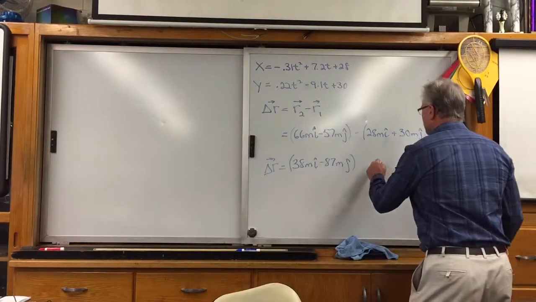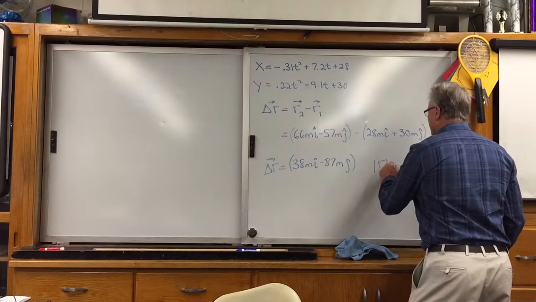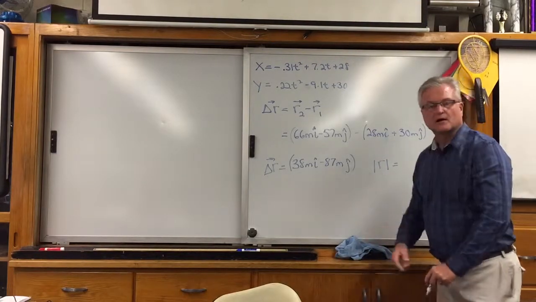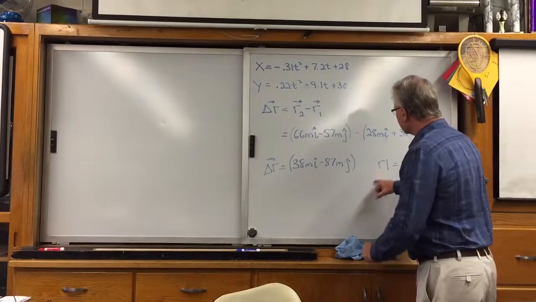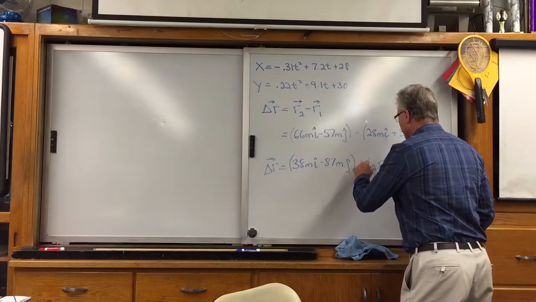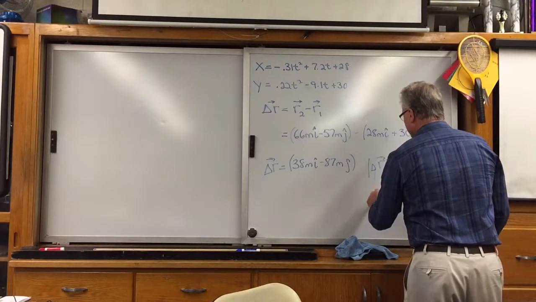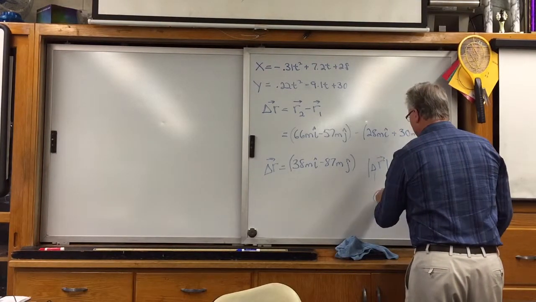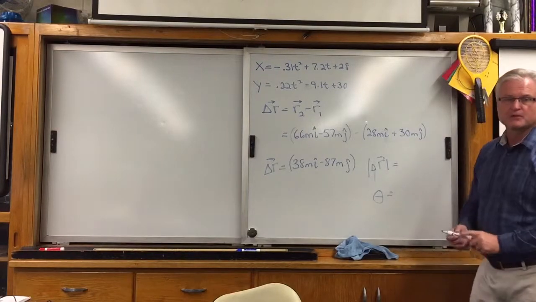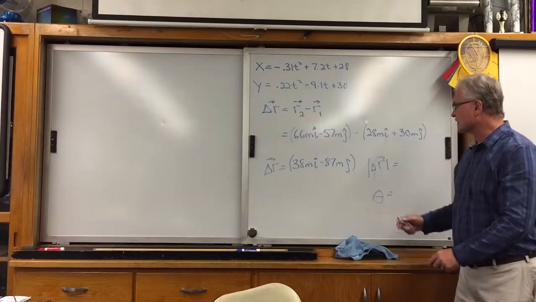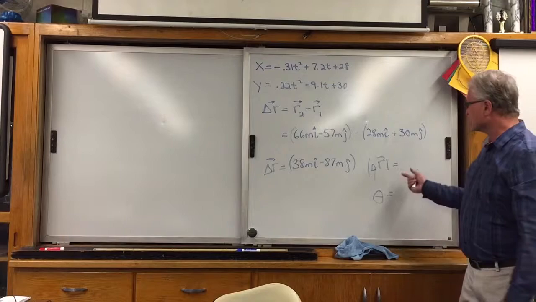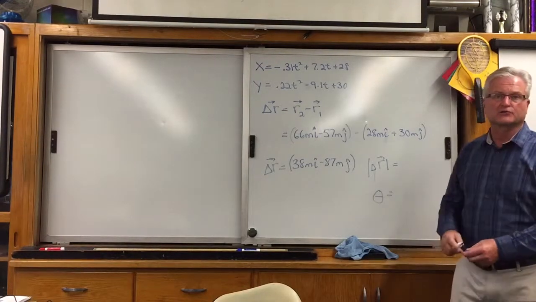I'll leave it up to you to solve this, but if we look here, we can actually figure out the length of the change in R vector, the displacement vector, so we know its magnitude. And we can also figure out what the direction is, what the angle is for this particular vector. So go back, punch those in your calculator, use the Pythagorean theorem, get the magnitude, and then the final direction.